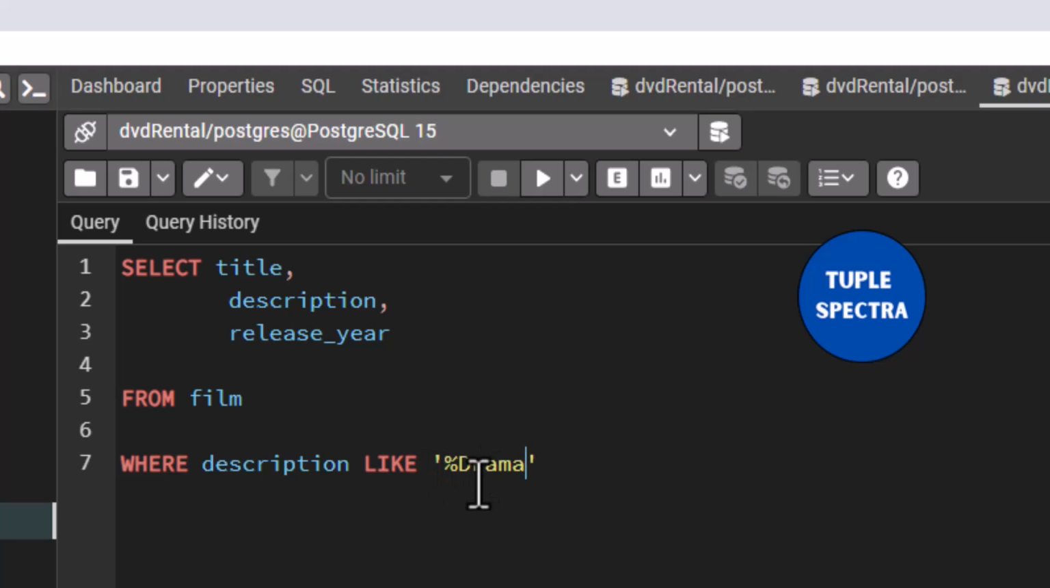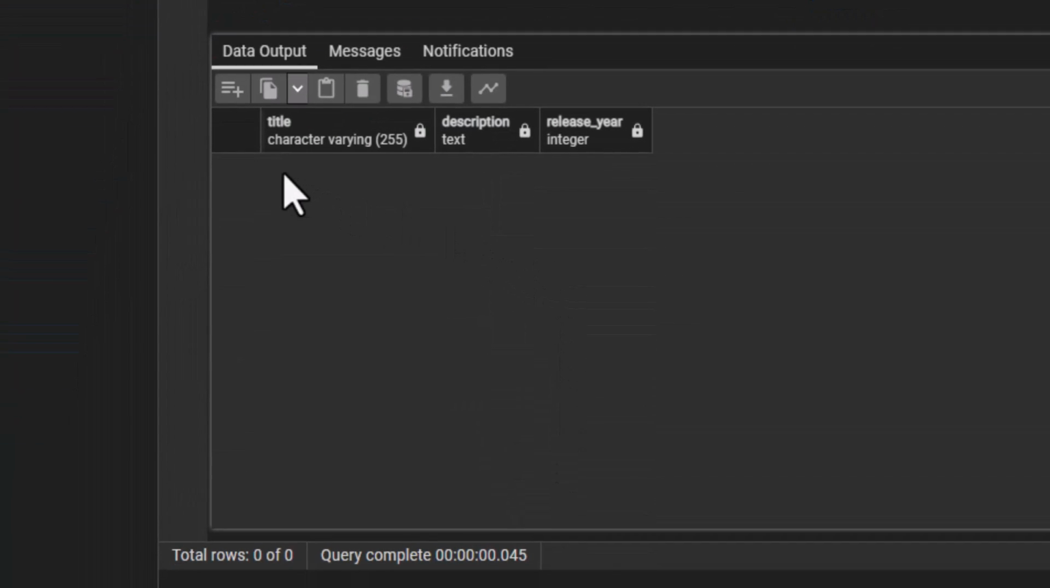What you are saying here is that you want a pattern in which you have one or more characters before the word drama and then nothing else. So drama should be the last word in the description for each of the rows. Let us run this and see what we get. Execute. Very good. You can see that we don't have anything.